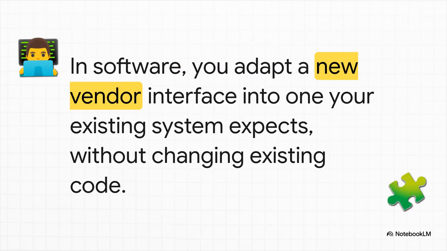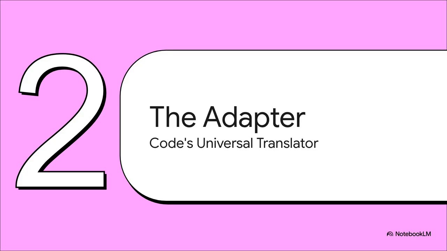And this exact problem, this exact scenario, happens constantly in our code. You've got an existing system that expects an object to look and act a certain way, with specific methods. Then you try to plug in a new library or components, and its methods have different names, different signatures, they're totally incompatible. So what do you do? Well, you need a software adapter. Which brings us right to the adapter pattern. Think of it as your code's universal translator.